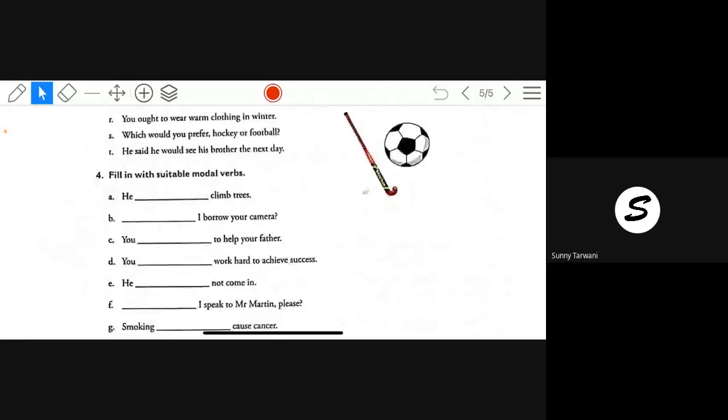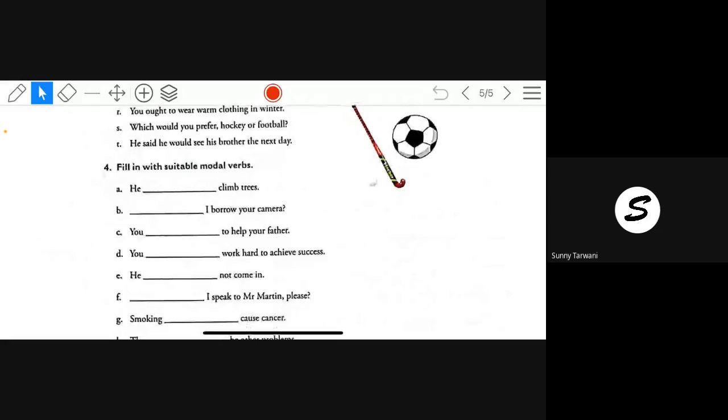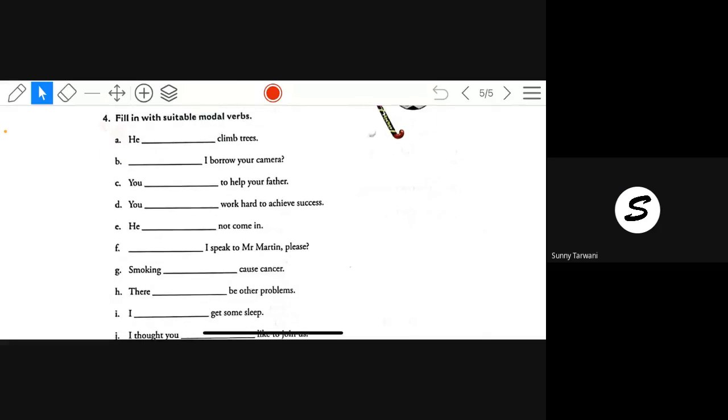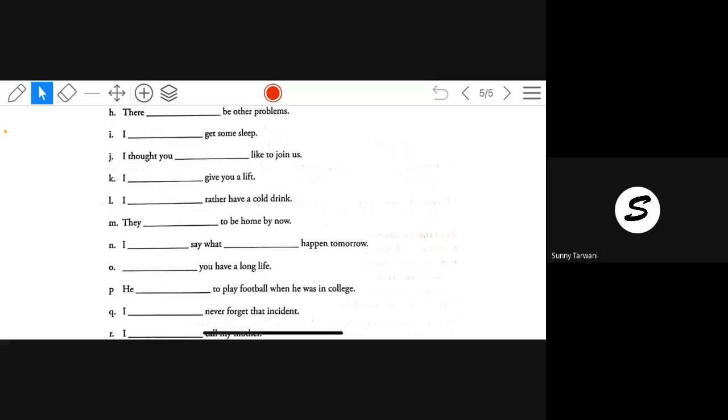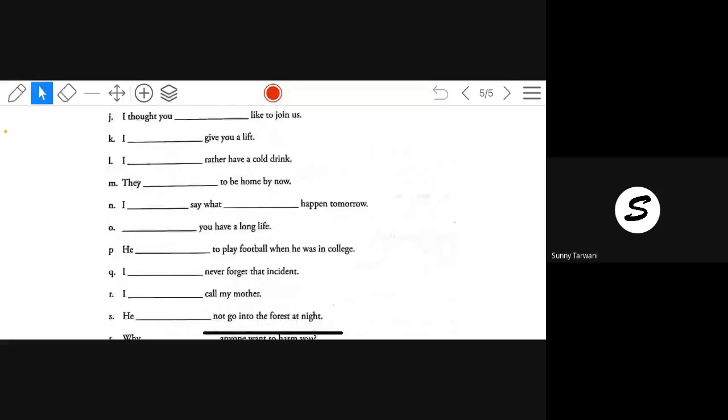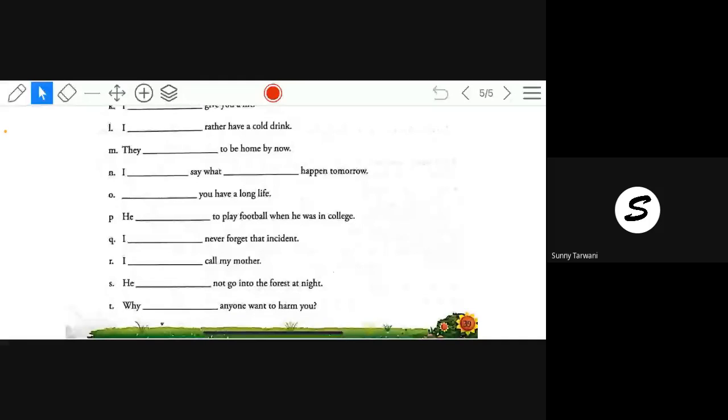Then exercise 4 we had solved lastly. Remember or not? Yes. If you remember this page, I think so. The last sentence was, why will anyone want to harm you? So I hope you recalled. We have completed till here.